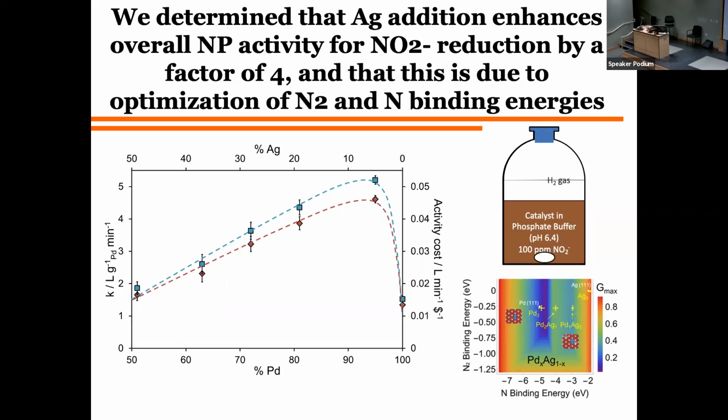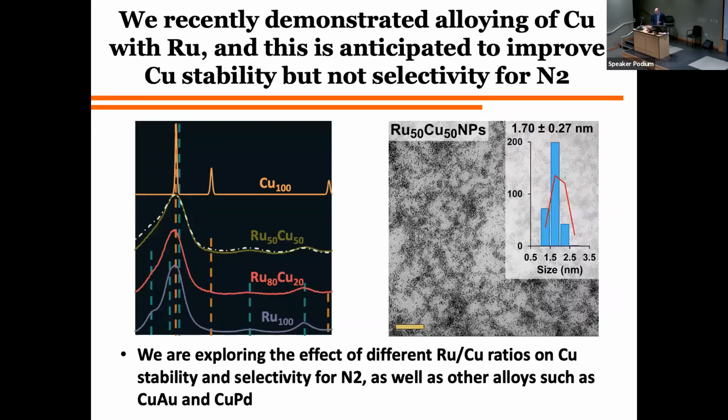And working with Graham Hinckelman's group, we're able to show why that happens, because you're optimizing the nitrogen binding energy when you make an alloy in that system. And so the idea then is, can we make an alloy of copper? We've started some initial work with this, alloying copper with ruthenium because we found a recipe and it seems to work, but we want to try other metals. Ruthenium, I don't think, is going to provide the selectivity for dinitrogen. It actually selects almost exclusively for ammonia if you go this direction. It does provide more stability to the copper, though. And so that's just an example of some of the stuff we've been working on.